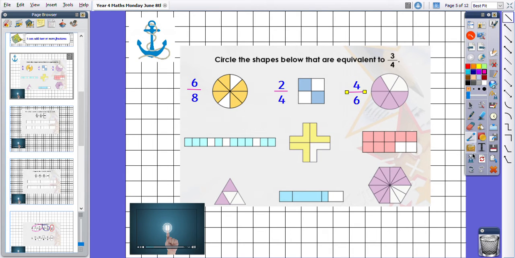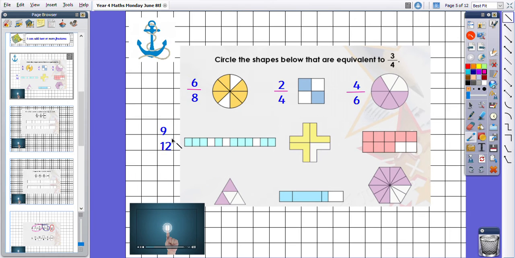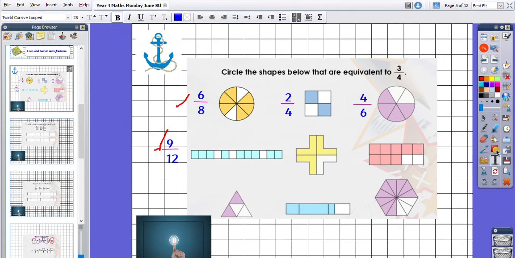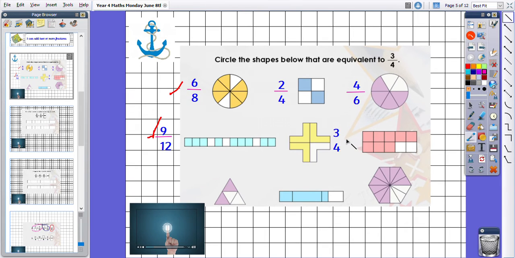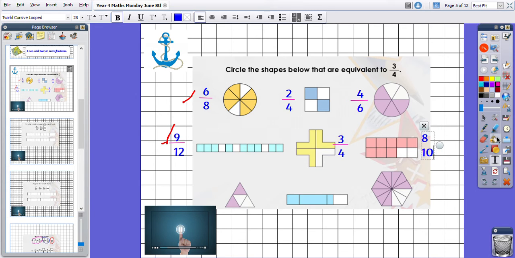And this shape here shows 4/6, which is not equivalent. This one, 1, 2, 3, 4, 5, 6, 7, 8, 9, 10, 11, 12. And 3, 4, 5, 6, 7, 8, 9 of them are shaded. So 9/12 is equivalent to 3/4. That's a terrible tick. This one shows 3/4. Oh, is that one equivalent? Definitely. And this one, 5, 6, 7, 8, 8/10. 8/10 is not equivalent.